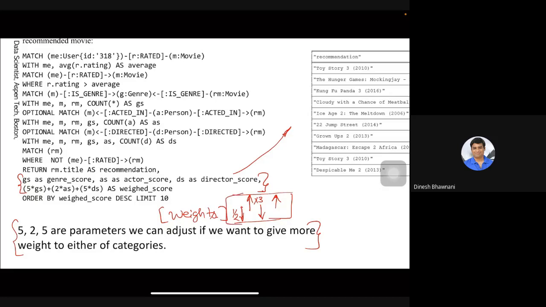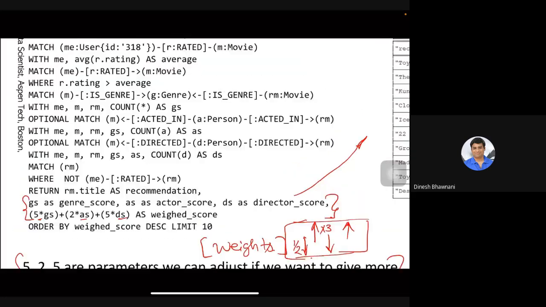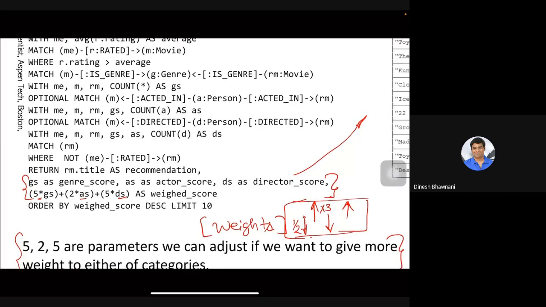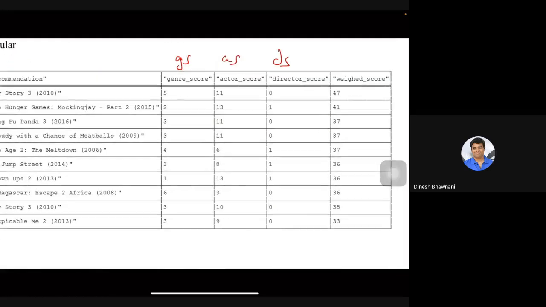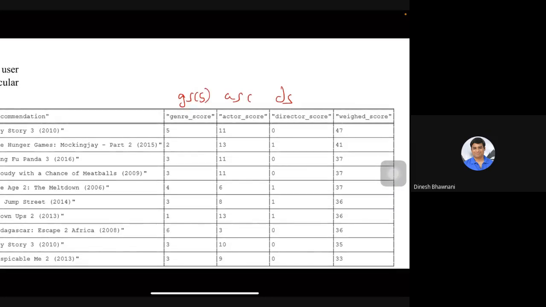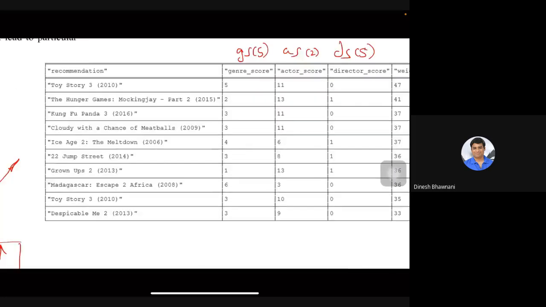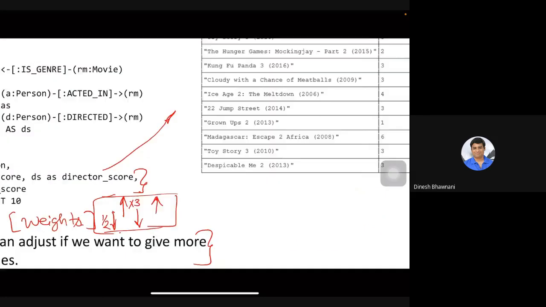Something multiplied by 5 will be more important than something multiplied by 2. So on and so forth, you decide what weights you want to give. For demonstration here, 5, 2 and 5 are taken. Director and genre is given more priority than actor. That's what this is saying. We are taking this entire thing and we are going to put it as weighted score. So here weighted score. So let's see. This is also 5. This is 2. This is also 5. So this is a weighted score, right? So 5 into GS plus 2 into AS plus 5 into DS.